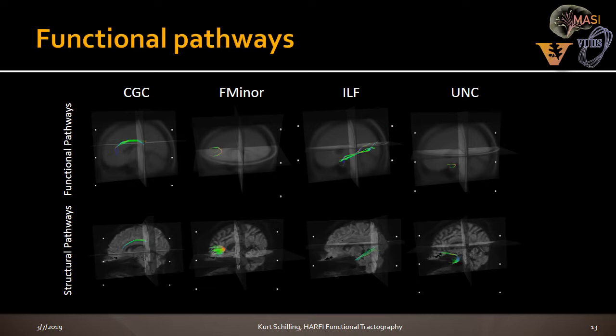We then asked whether we could use these functional orientation distributions to perform fiber tracking. And we were very happy to find that we were indeed able to track several major pathways using just bold contrast, resulting in pathways that were very similar in size, shape, and orientation to those that we might get using diffusion MRI.